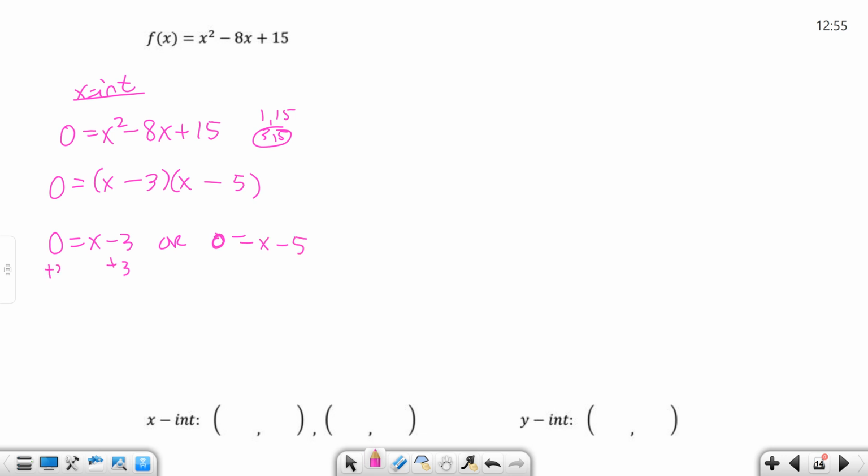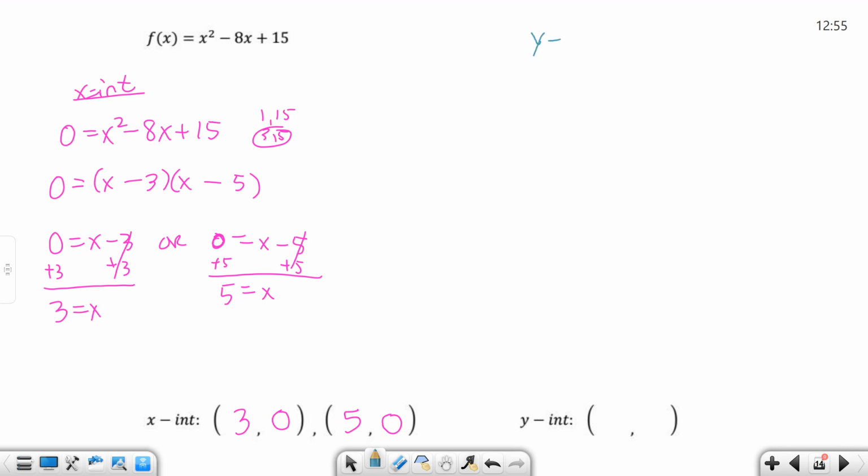And then we're going to add 3 to both sides here to get 3 equals x, or x equals 3. And then over here we're going to add 5 to both sides to get 5 equals x. So we get 3 and 5 as my x values, and my y values have to be what? 0. So again, I didn't have to get 2 of them. I just did get 2 of them here. So you could get 1 or none.